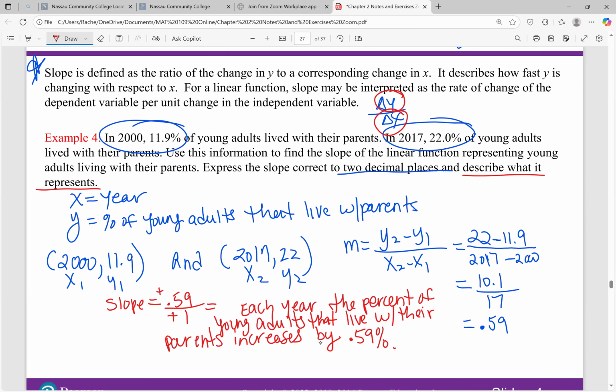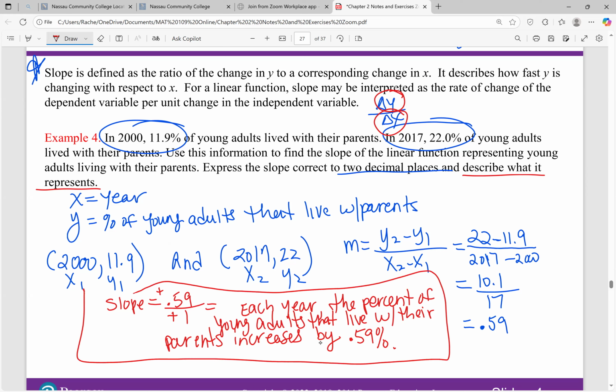So that's the rate of change. As the years change, as each year goes by, the percent of young adults that live with their parents also increases, and by that percentage. So that's how we interpret the rate of change in the context of a problem. And in this case, we were looking at time and percent of young adults that live with their parents.